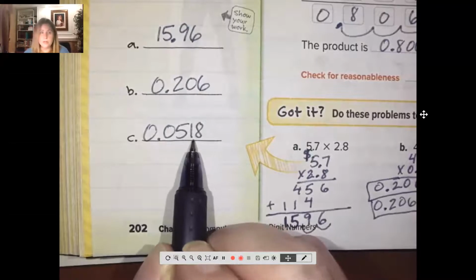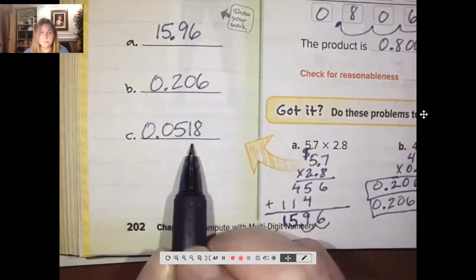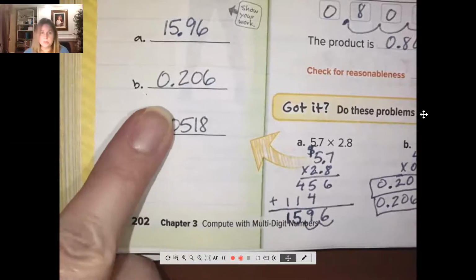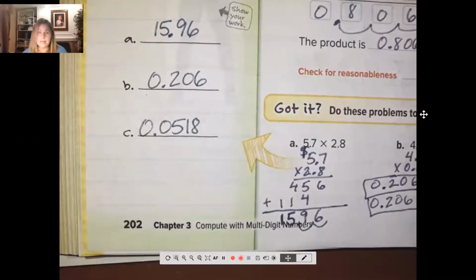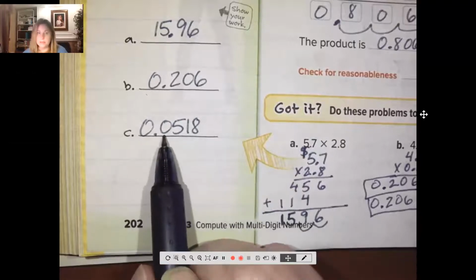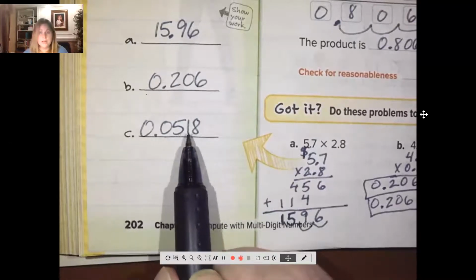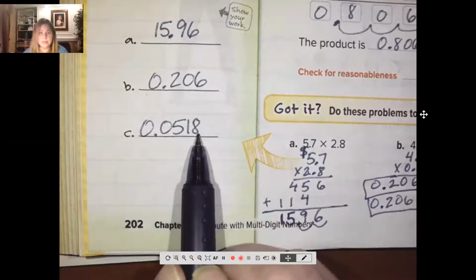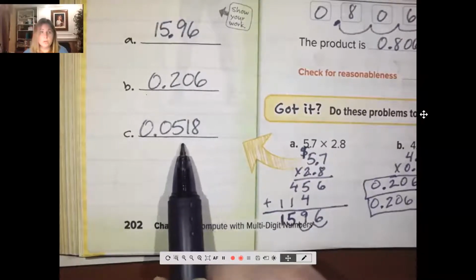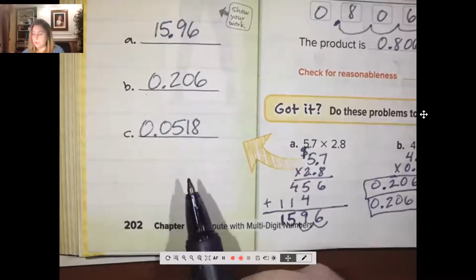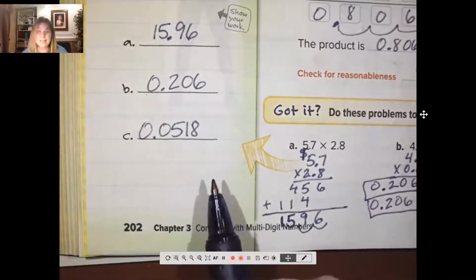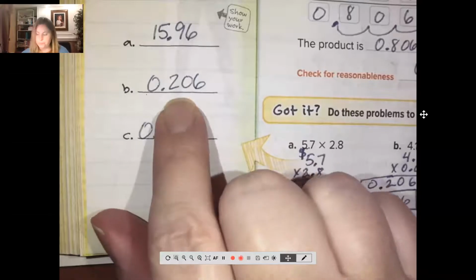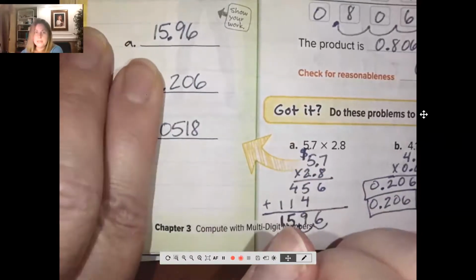Okay, so this is 518. We read the number just ignoring the zeros and the decimals. So 518 ten-thousandths is how we read that number. Again, this is the tenths, hundredths, thousandths, ten-thousandths. So when we read this number, we would read it 518 because we're ignoring the zeros and the decimal. 518 ten-thousandths.